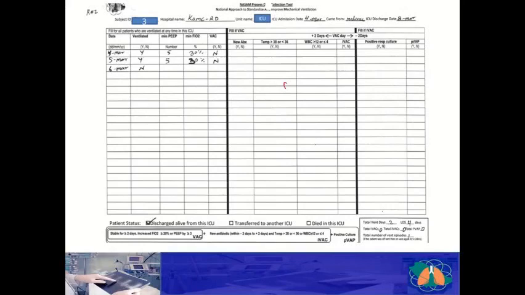We need the form to be filled because we need the duration of mechanical ventilation. We need the length of stay. We need whether he survived or not. And for him, you put VE0.